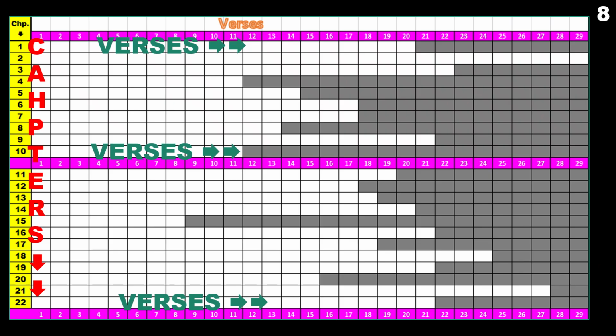There are 3 rows showing the verse numbers. That's the pink shaded rows. The grayed out boxes towards the right indicate that the chapter has less than 29 verses. Thus, a gray box means there is no such verse in the indicated chapter.